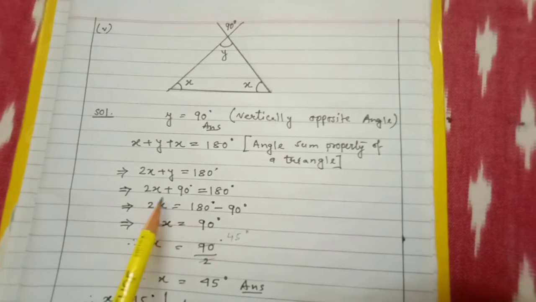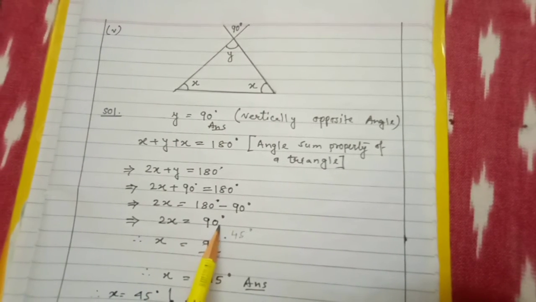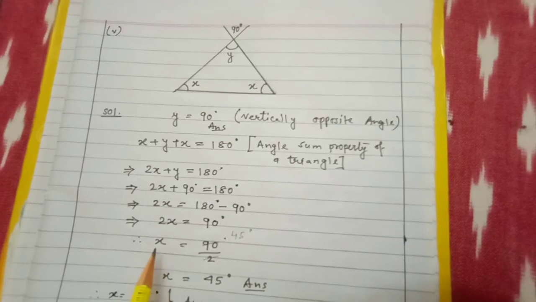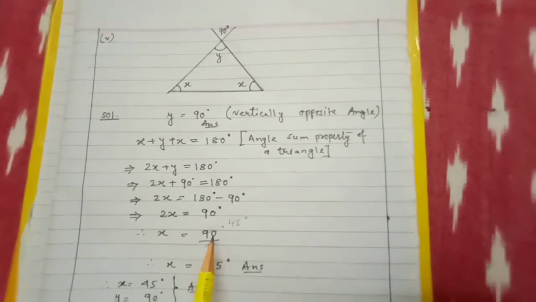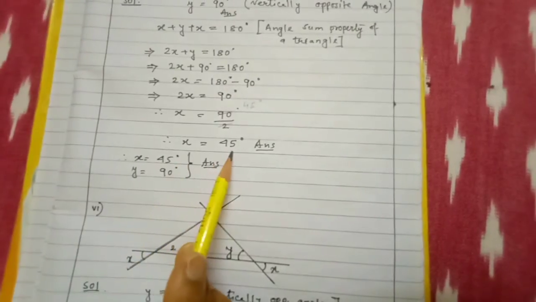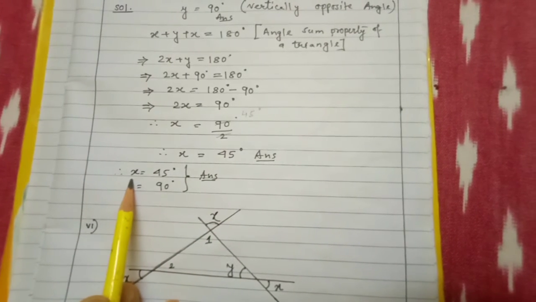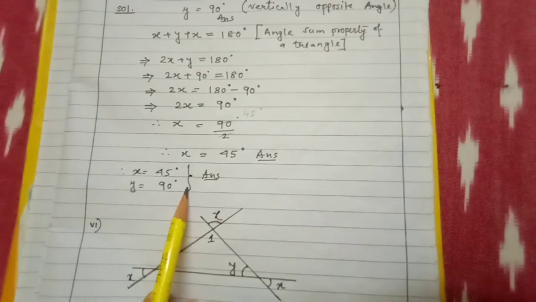2x is equal to 180 minus 90 degree. 2x is equal to 90 degree. Subtracting it, x is equal to 90 by 2, 45 degree. Cancel it, you will get 45 degree. So the value of x is equal to 45 degree. Now value of x is 45 degree, value of y is 90 degree. Write the answers separately.